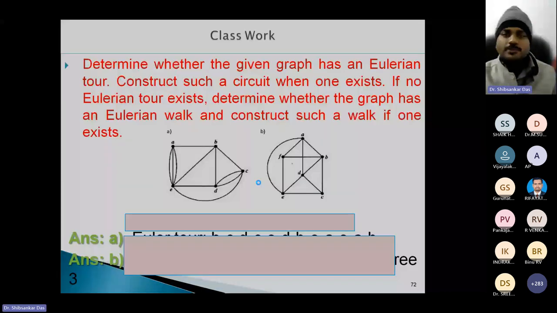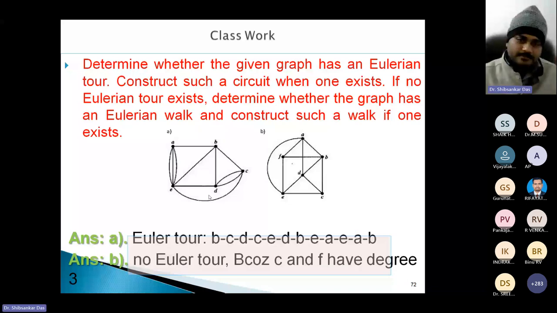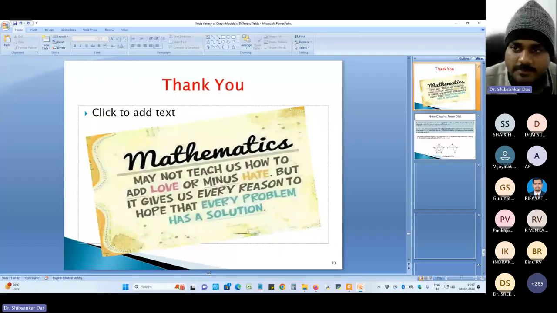Those who want can try it out at home and find the Eulerian tour. This kind of tour is called an Eulerian tour, or Eulerian walk. For this graph, I have tried it at home, you can look at it. There is no Eulerian tour because the degree of C is odd and the degree of A is odd. So that's it from my side. If anybody has any question, please ask.